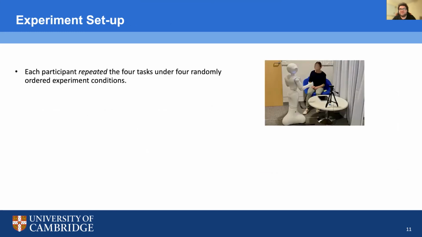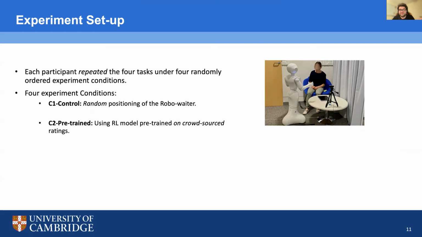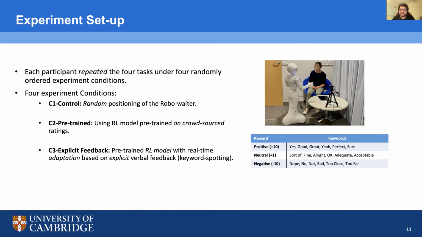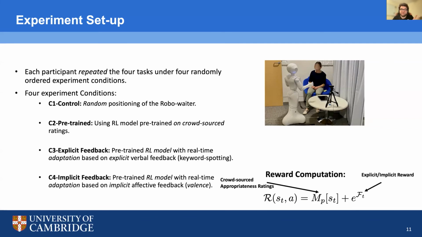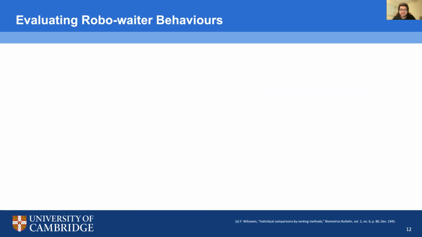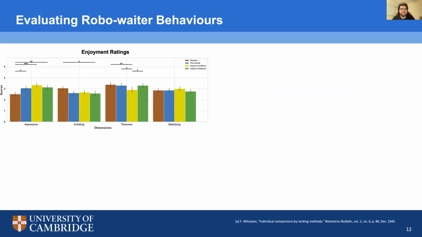So we have a within-subject study where the person interacts with the robot across 4 settings. Firstly, a randomly positioning robot that positions itself randomly. Then we use the pre-trained DQN model on the crowdsourced data. Then we add explicit feedback as an adaptation method on that pre-trained model, where we use keyword spotting to map the reward function. And we use implicit feedback as another condition, particularly looking at facial valence as additional feedback. So the reward function was modified to include both the crowdsourced rating as well as the implicit or explicit feedback based on that condition. To evaluate how these conditions compare, we look at 4 different criteria.